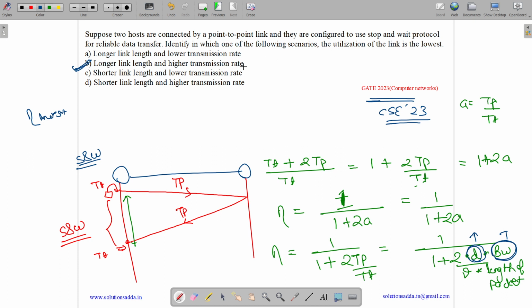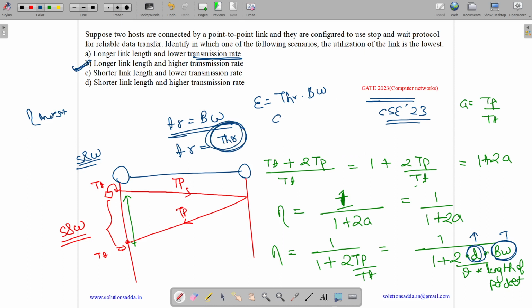Here make sure that we have assumed the transmission rate to be bandwidth, as the question asks which one of the following has the lowest link utilization. There is another definition where transmission rate can also be taken as throughput, since efficiency equals throughput upon bandwidth. If we assume transmission rate equals throughput, then efficiency equals throughput upon bandwidth.